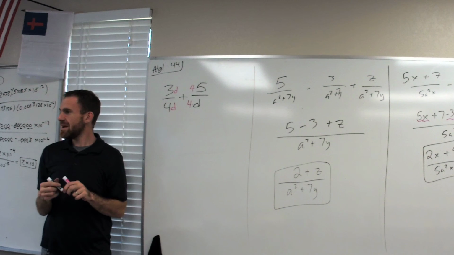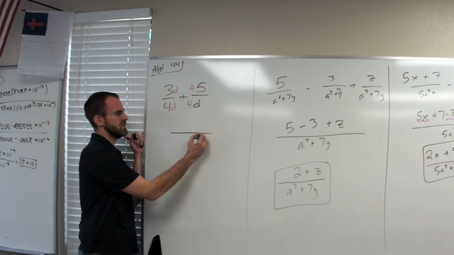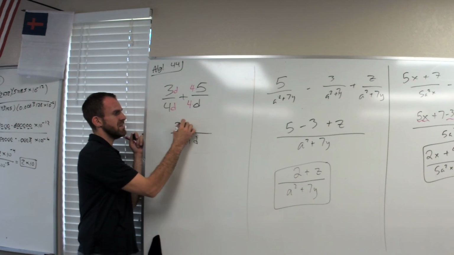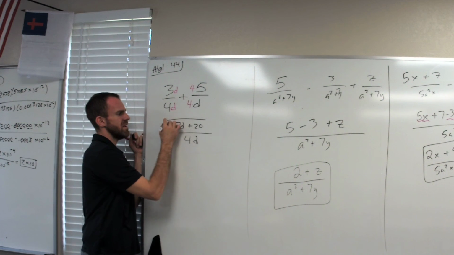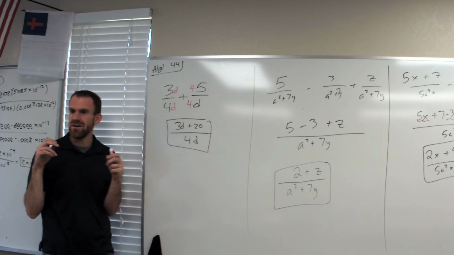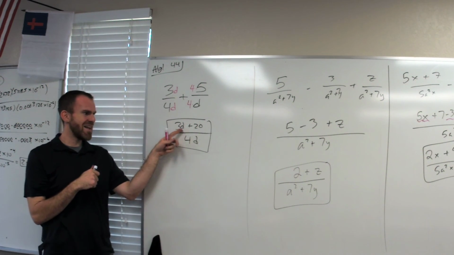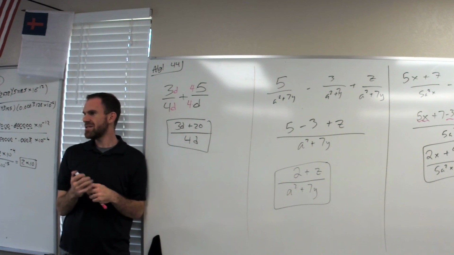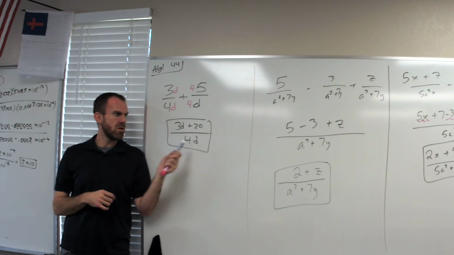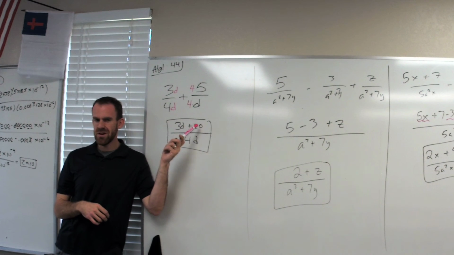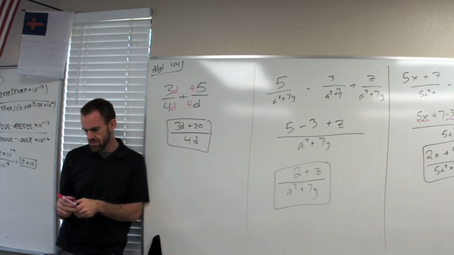Now that they have the same denominator, 3d plus 20. And that's it. You cannot, under any circumstances, cancel that d with that one because you have addition up here. Likewise, you can't cancel 20 and 4. That's not allowed. Okay?